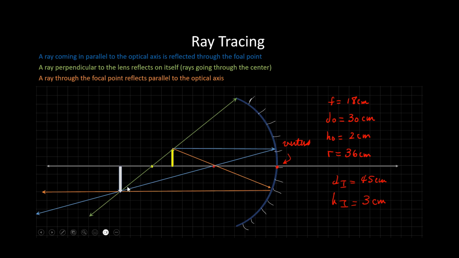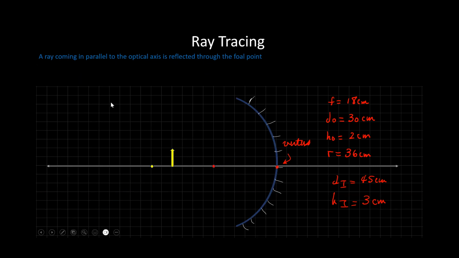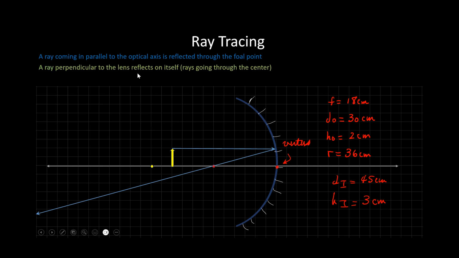Okay? So let's go back again. Very important. A ray coming in parallel from the tip hits the mirror, reflects through the focal point. It is coming in parallel, hits the mirror, bounces off through the focal point. One is perpendicular to the lens. That means it goes through the center and the tip at the same time, hits the mirror, bounces back on itself. So just one line over there.